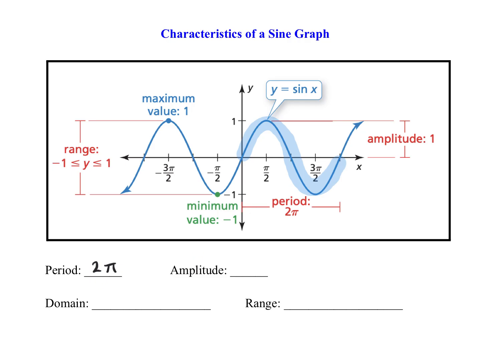The amplitude of our parent function, you can see that our midline, the middle of our function, is at 0. The max is at 1. So this distance is our amplitude. The amplitude will also always be positive. So the amplitude is 1.